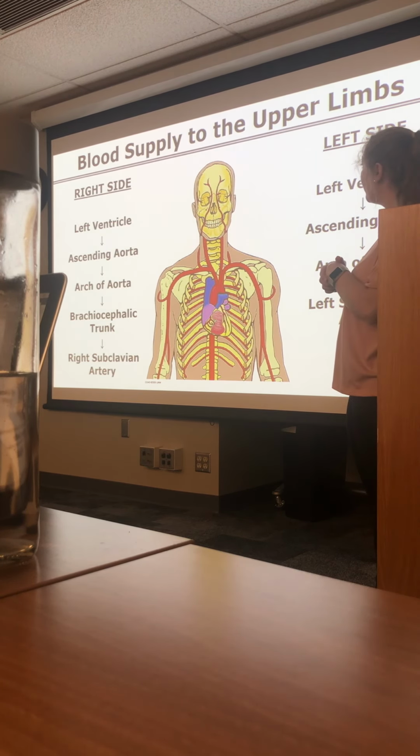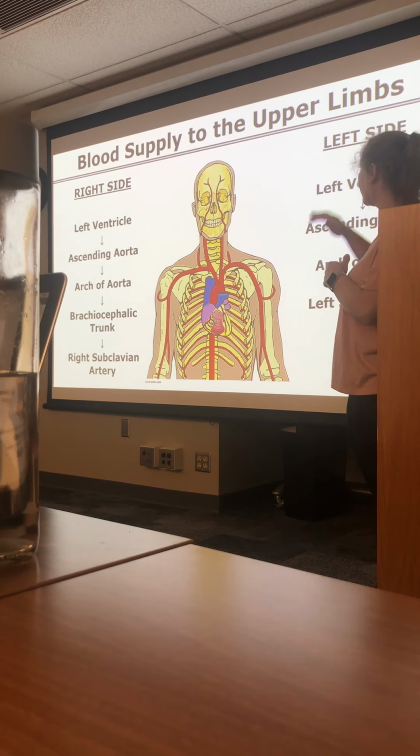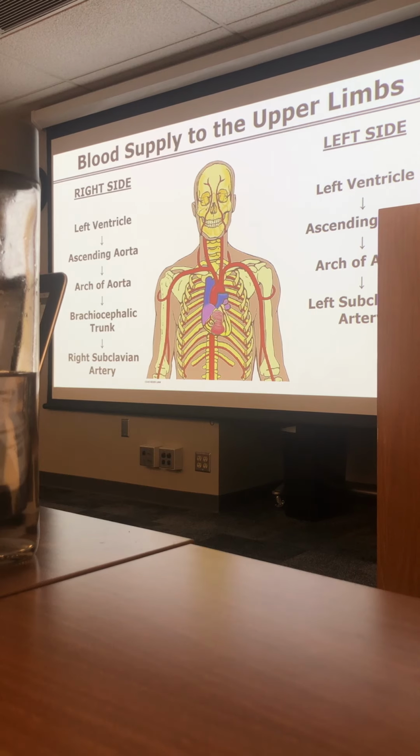Okay. Anyway, yeah, so that's the right side. The left side is coming from the left ventricle. It's going to do the same thing into the ascending aorta, into the aortic arch, but on the left we have a direct branch off of the aortic arch, our left subclavian. Okay.